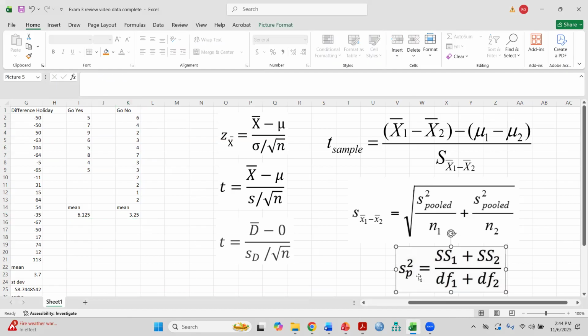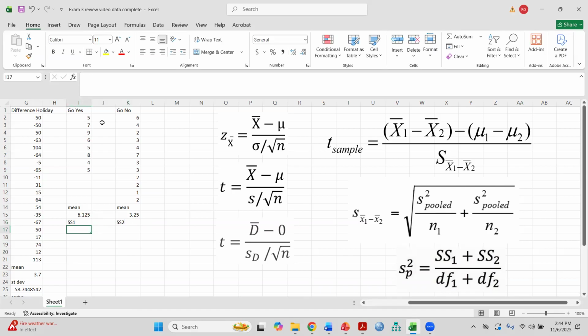Now we're going to jump down to the pooled variance. Pooled variance, okay? And this is calculated by adding the sums of squares for the groups divided by the degrees of freedom. So we're going to probably want to calculate the sums of squares here. Sums of squares, in order to do this, you need a new column.